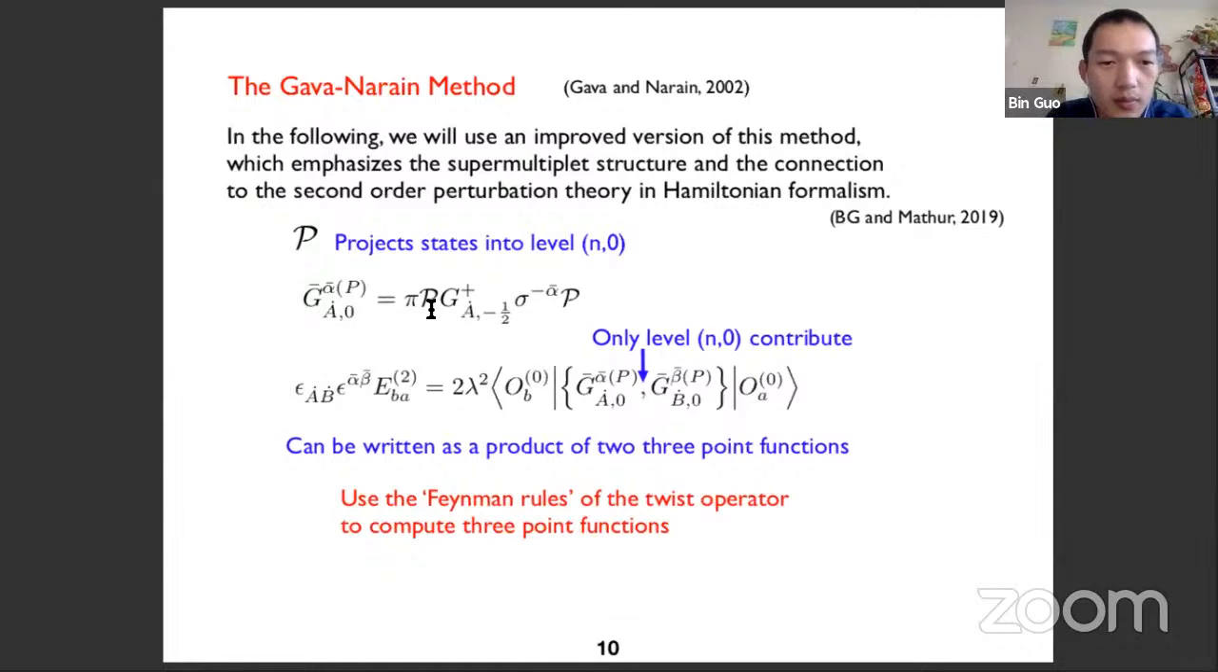Okay, because of the projection operator P here, if you apply the G P to the state O, you will get the intermediate state between these two G P only at level N0. So because of this, we can put an intermediate state between them and break this thing into a product of 3-point functions. And this will simplify the computation. Now all these 3-point functions can be computed by using the Feynman rules we introduced for the twist operator.